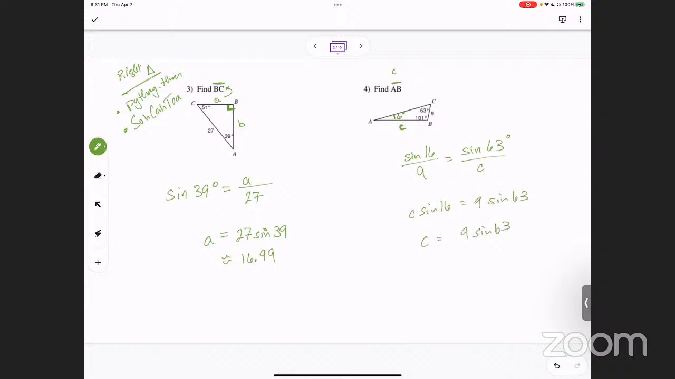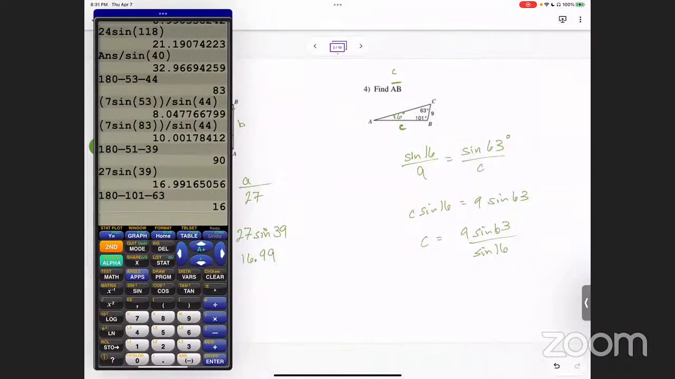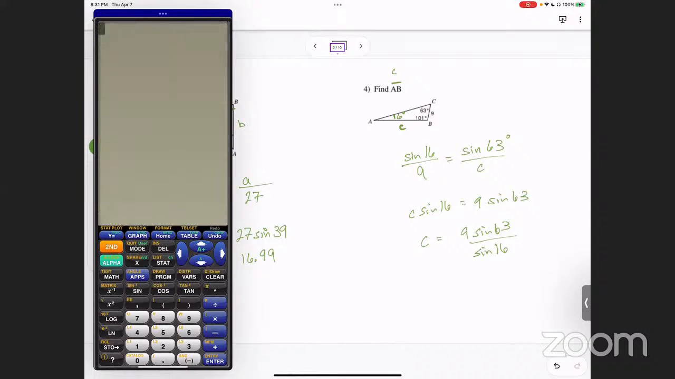And by the way, you can't just divide 16 and 63, right? You have to use the sine function. So carefully plug in 9 sine of 63. If you had already typed it in, you might as well just steal it and use it again. Nine sine 63 divided by sine 16, that's what I got: 29.09 approximately.